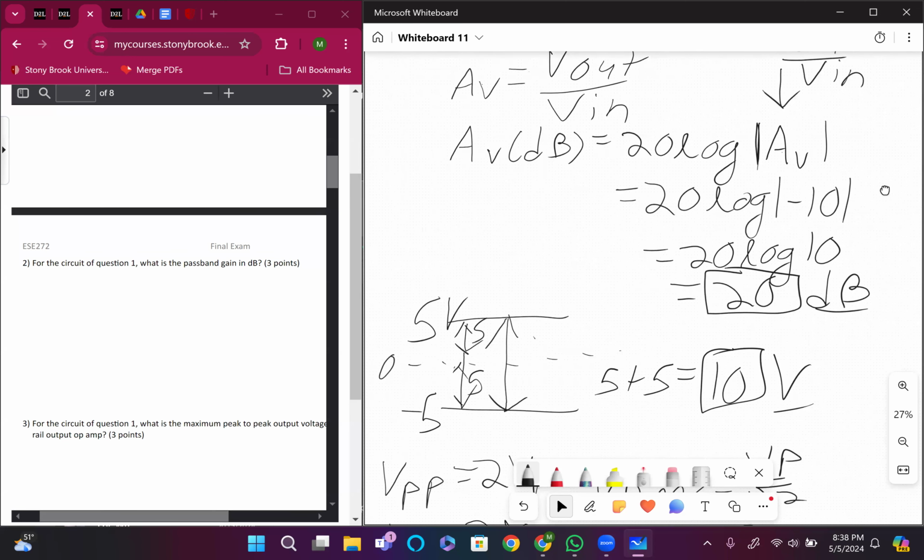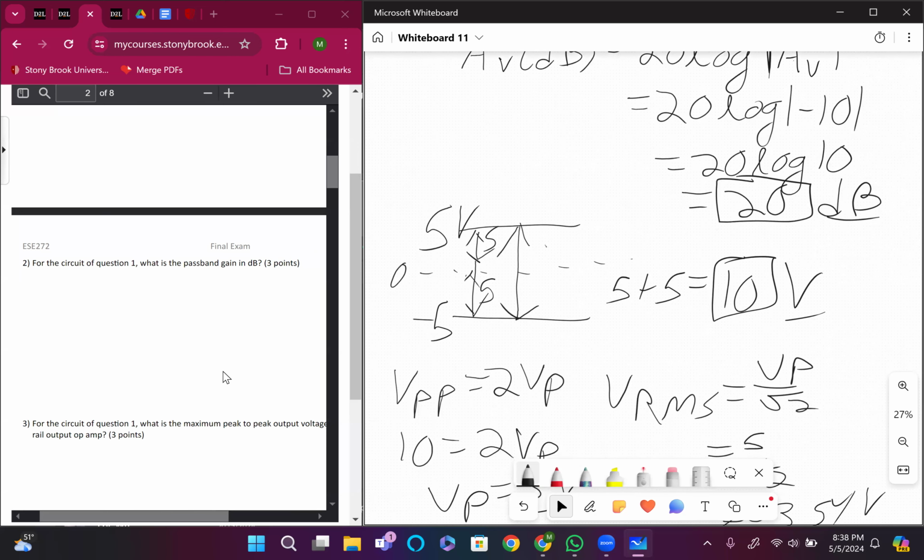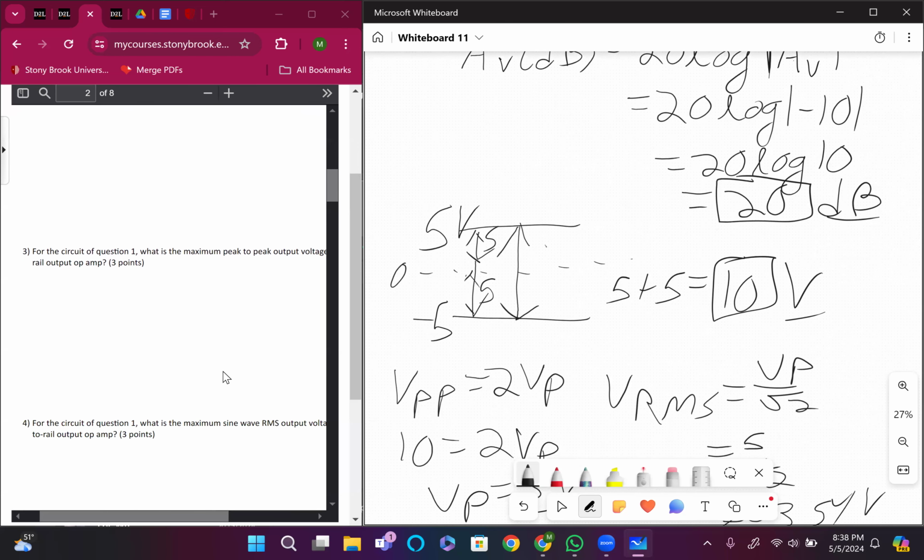Now, they asked for the maximum peak-to-peak output voltage given the rail output op amp. The output voltage is limited by the rail output op amp, with power supplies where the top is 5 volts and the bottom is -5 volts. So all we need to do is 5 minus -5. That's 10 volts. Therefore, the maximum peak-to-peak output voltage is 10 volts.